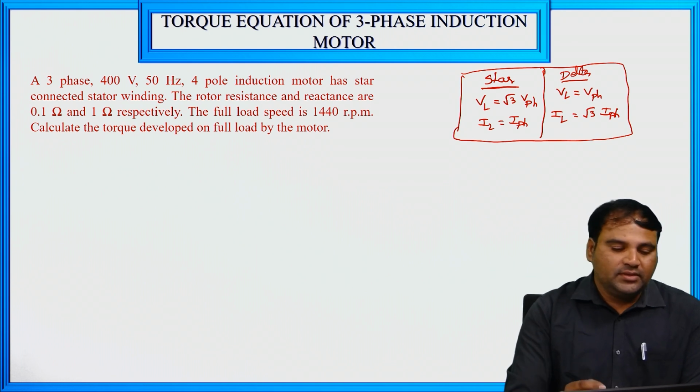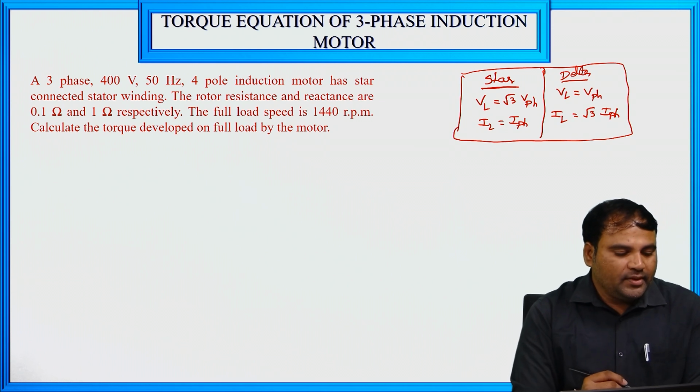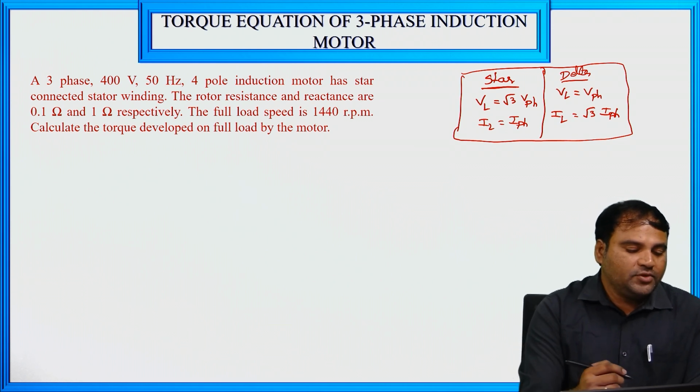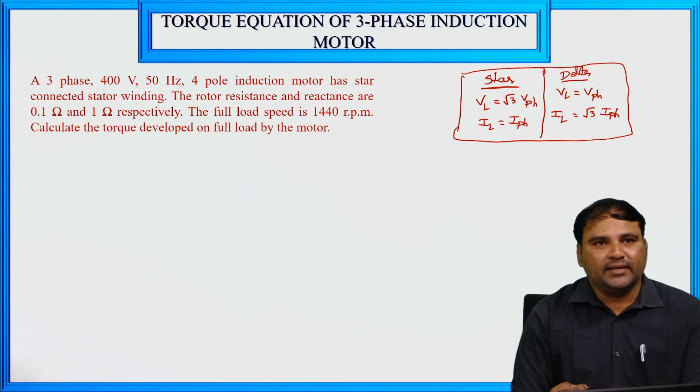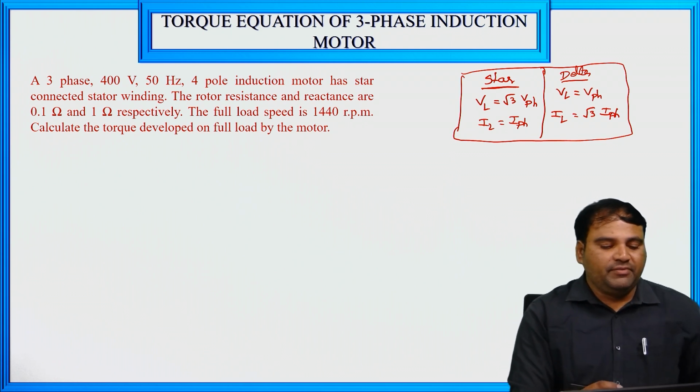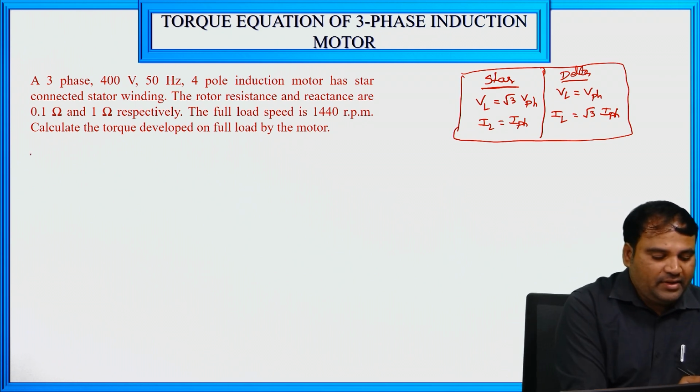Okay, so now a 3-phase 400 volt 50 Hz 4-pole induction motor has star connected stator winding. The rotor resistance and reactance are 0.1 ohm and 1 ohm respectively, and the full load speed is 1440 rpm. Now we need to calculate the torque here. So first of all, we need to write the given data.